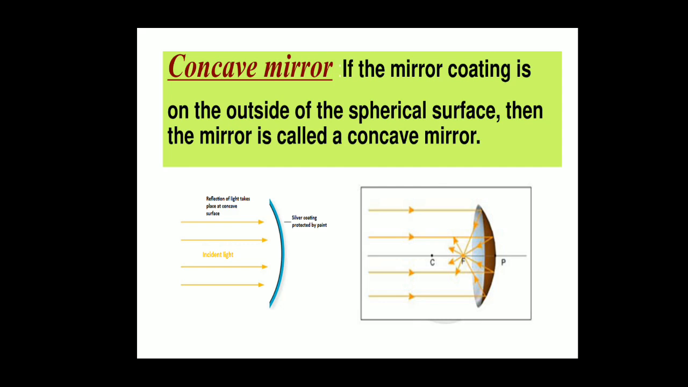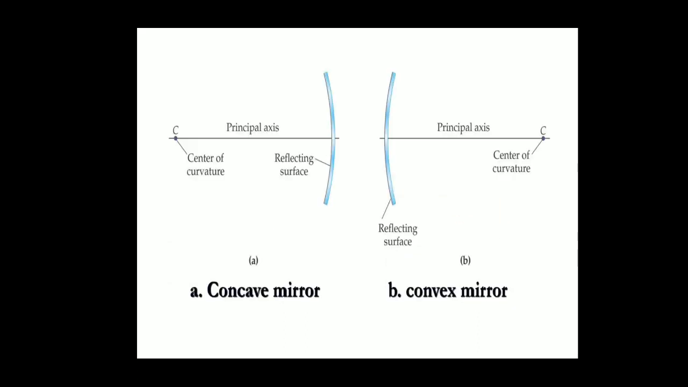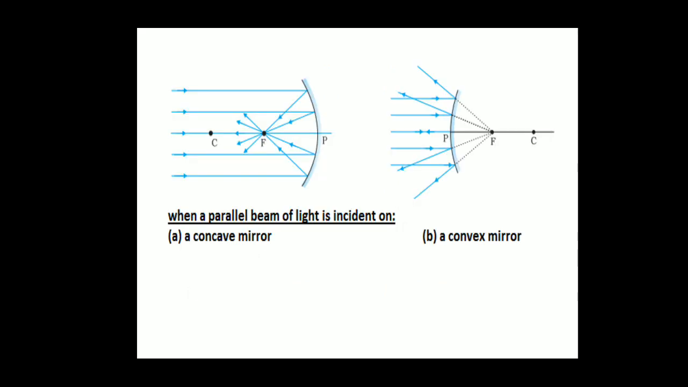So this diagram is about a concave mirror, and the same thing in the inverse way, if it comes bulged out, is called a convex mirror. The bulged outside surface is polished and the inside is a rough surface. Then this mirror is called a convex mirror. And this is the way we represent a concave mirror and a convex mirror.